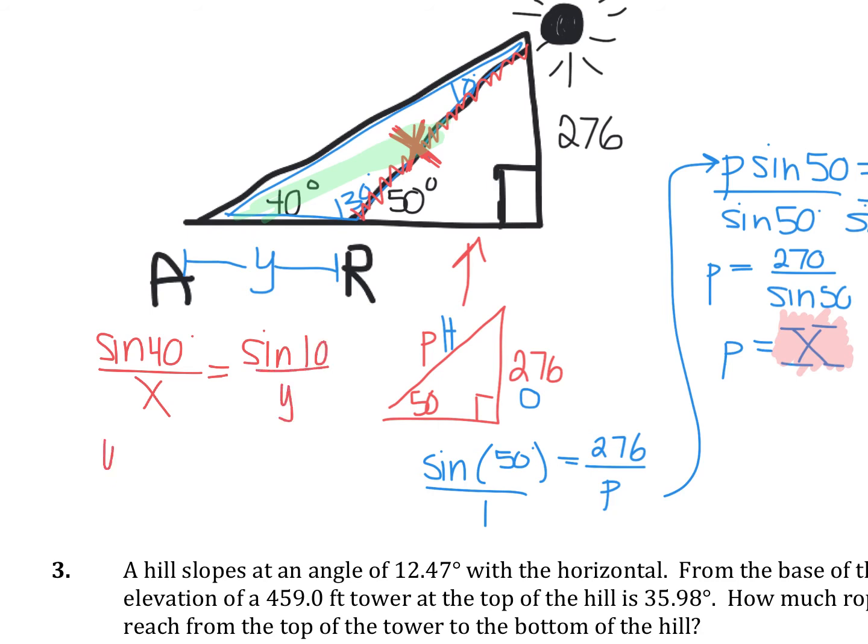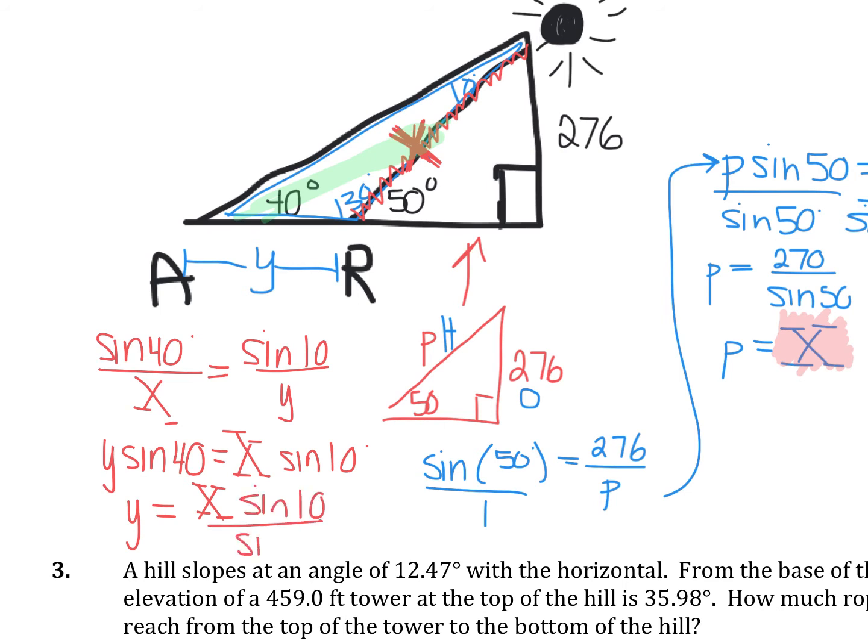Let's cross multiply. Y times the sine of 40 degrees equals big X times sine of 10 degrees. Divide both sides by sine of 40. Y is going to equal my stored value of X, times sine of 10, divided by the sine of 40.